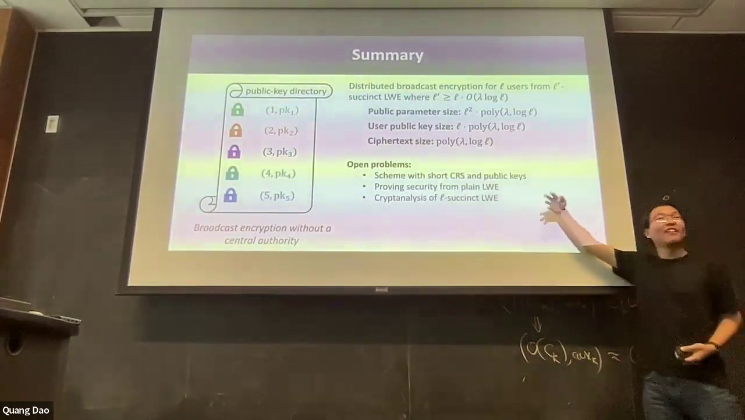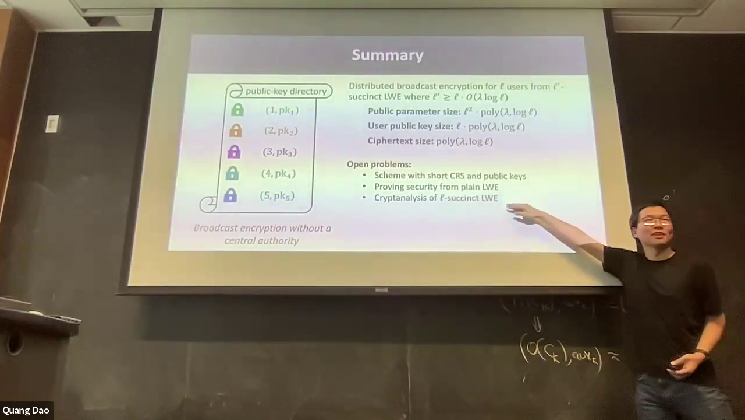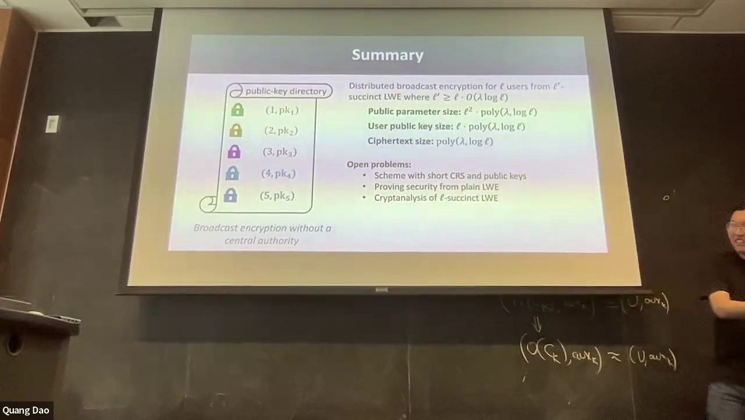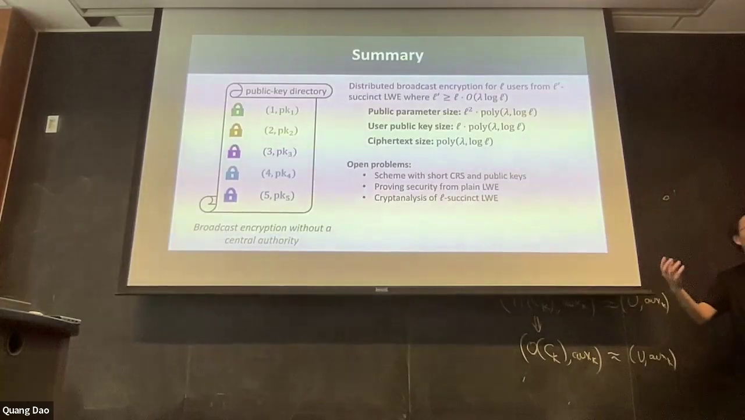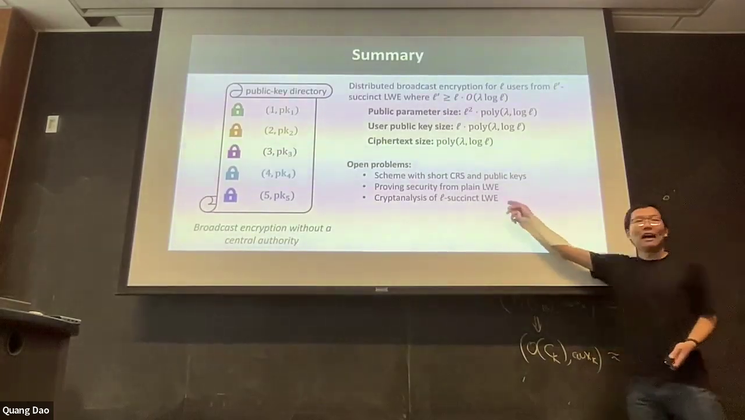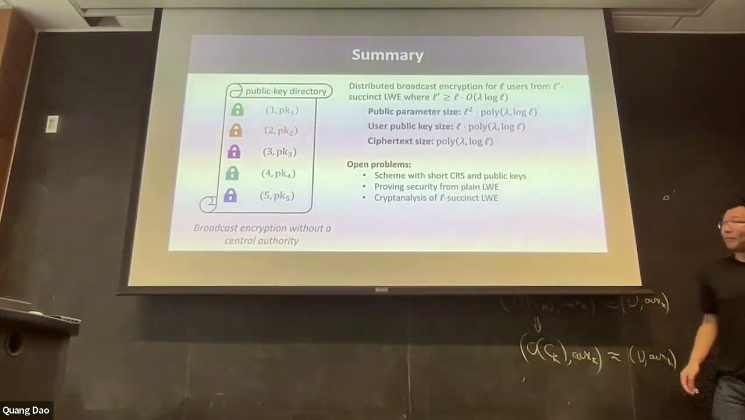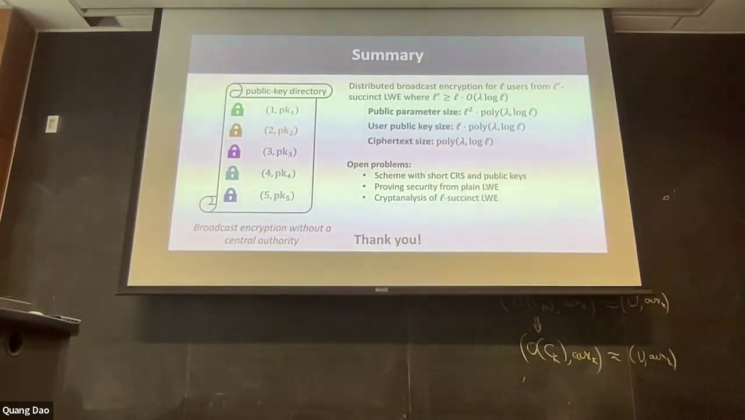Can you give any better attack? I think right now the best attack on L-succinct LWE is basically just ignore the trapdoor, ignore the hint, and just solve LWE. So is there some non-trivial way of exploiting that trapdoor to actually analyze the L-succinct LWE? And with that, I'll conclude. Thanks.